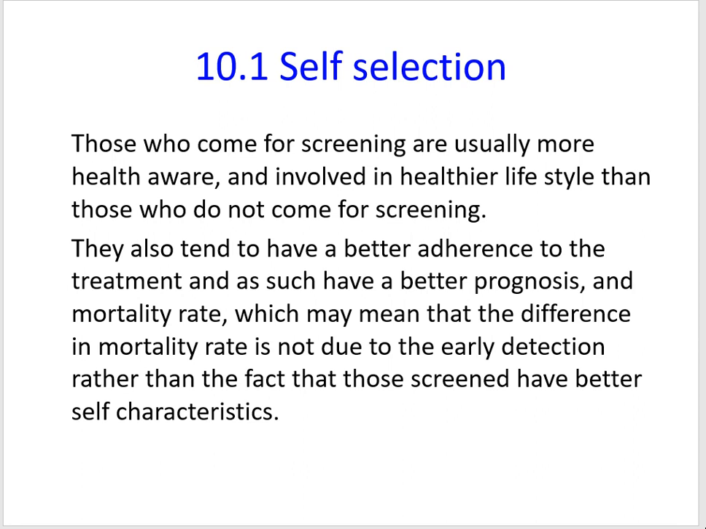Okay, so self-selection bias is when you end up having a quote-unquote healthier population that is screened versus a quote-unquote unhealthy population that is not screened. And when you look at the outcome, you're going to see a better outcome, and that has nothing to do with the screening. It's actually about who got to be screened.